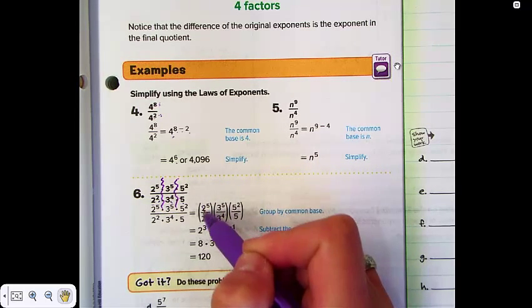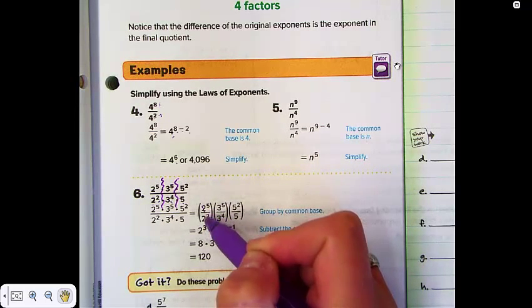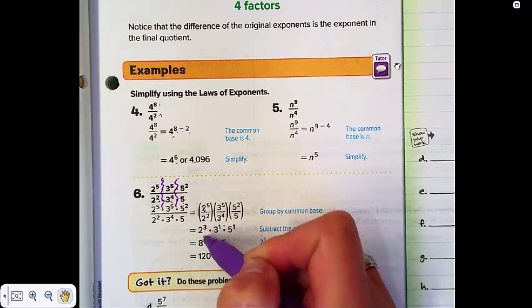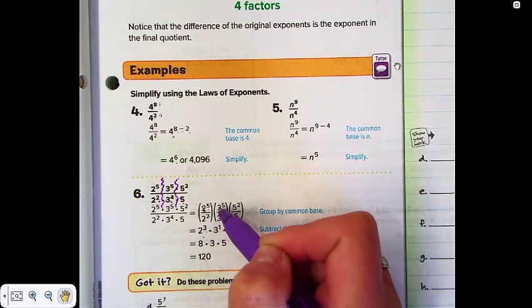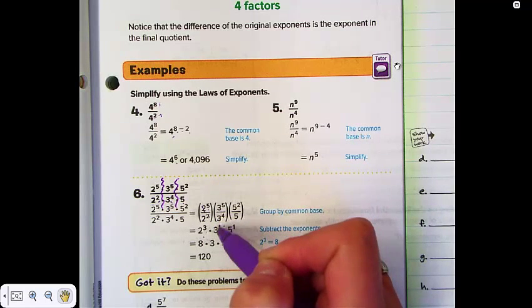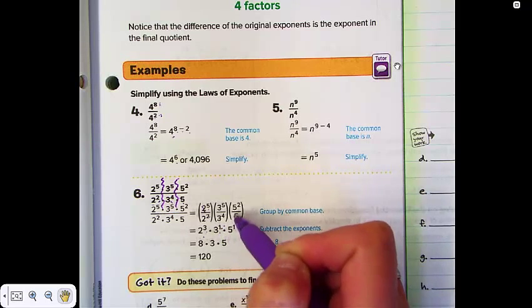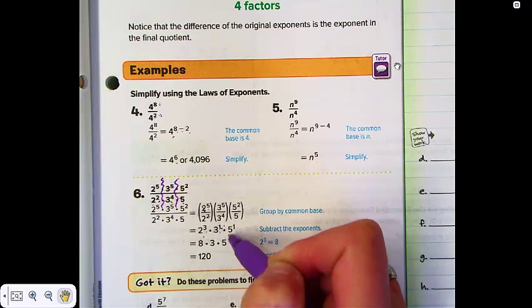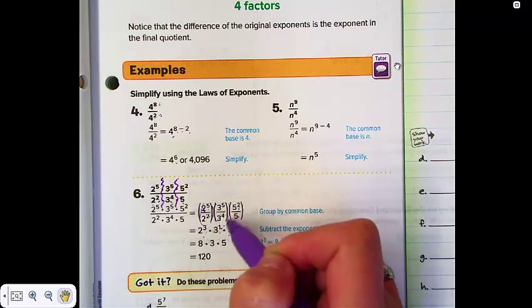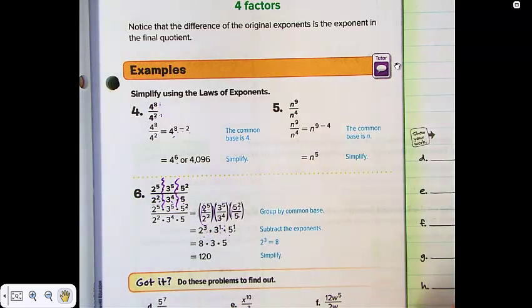And then you take each common base. This first one has a common base of 2, and you subtract the exponents. 5 minus 2 is 3. The second one has a common base of 3, and 5 minus 4 is 1. And this last one has a common base of 5, and 5 minus 1 is 1. Now, remember, the parentheses means I multiply, so I'm going to multiply these all together.